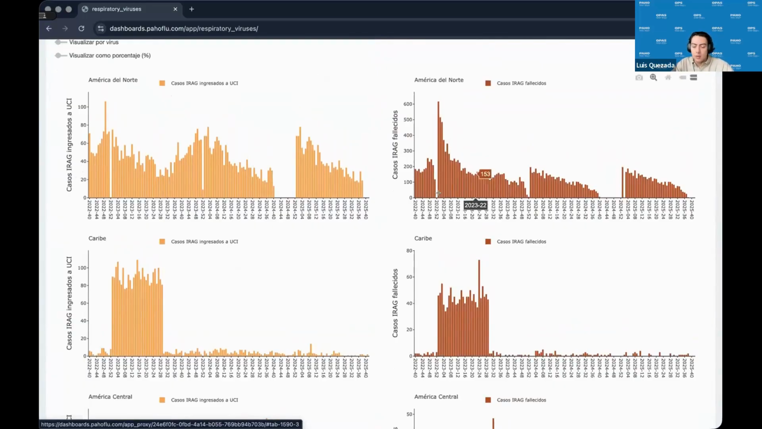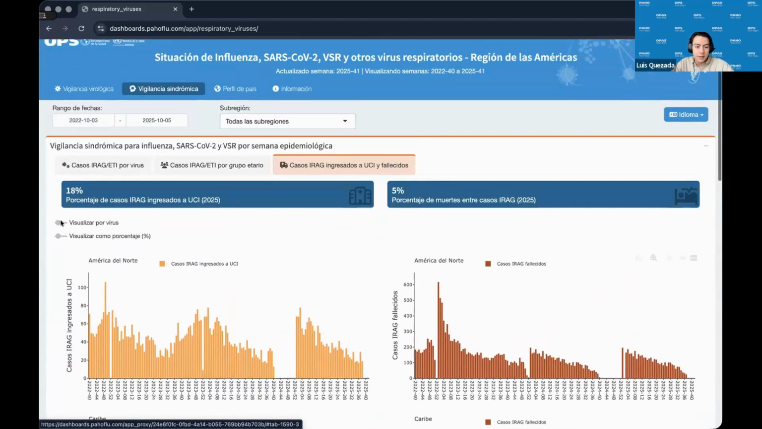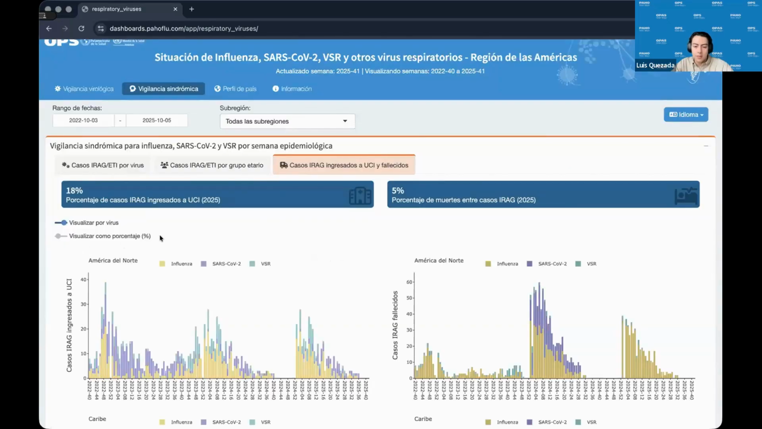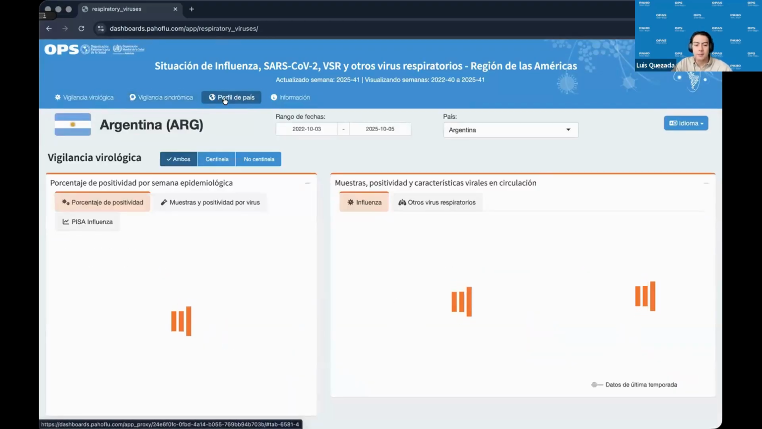In this case, on the left-hand side, the cases reported to ICUs, and on the other hand, the number of deaths. And this can also be filtered by virus, and this will show also the percentages. Now let's look at the third section of the dashboard. That's the country profile section.